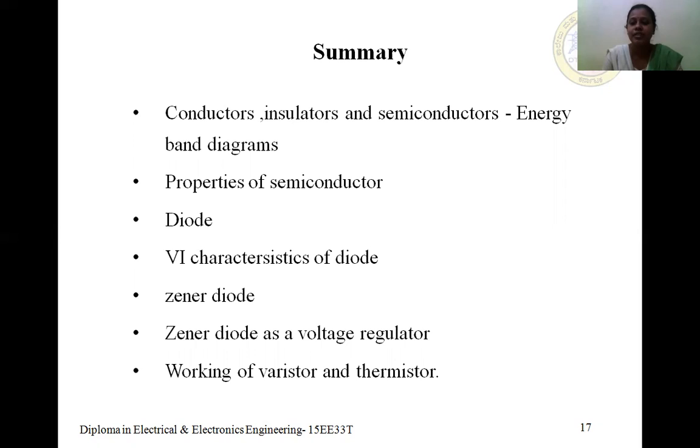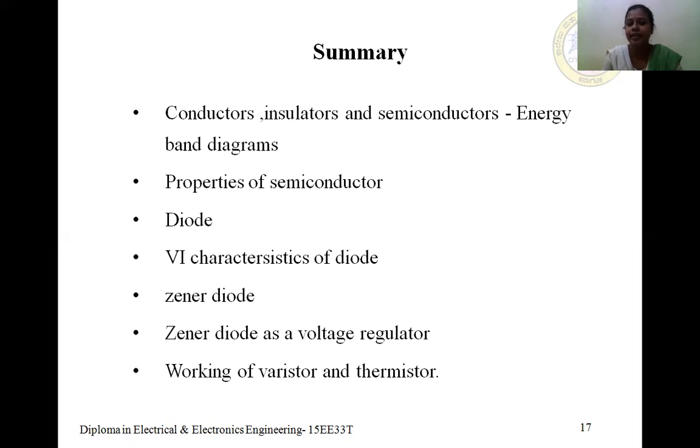Then we studied the application of the diode. Normally a diode is used for rectification. Next we started with the Zener diode. A Zener diode is similar to a normal PN junction diode, but it is heavily doped. The depletion layer in a Zener diode is very thin. This Zener diode conducts in both forward bias and reverse bias condition, but in the reverse biased condition it can be operated safely without damaging or destroying the Zener diode.